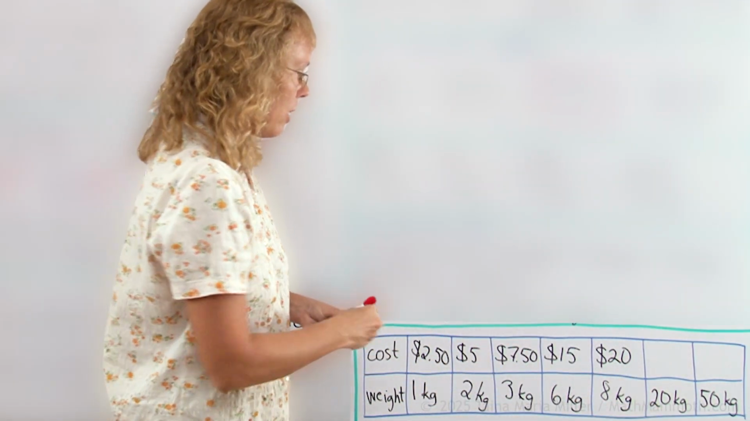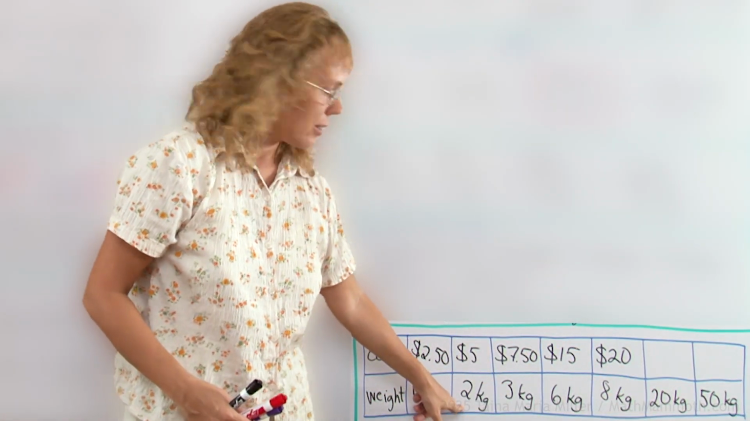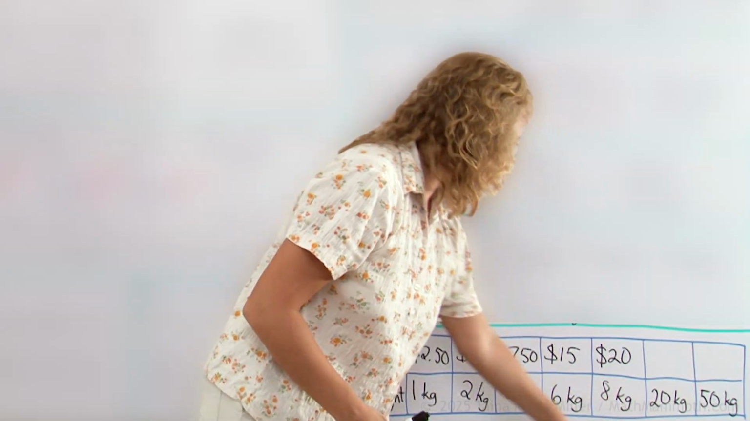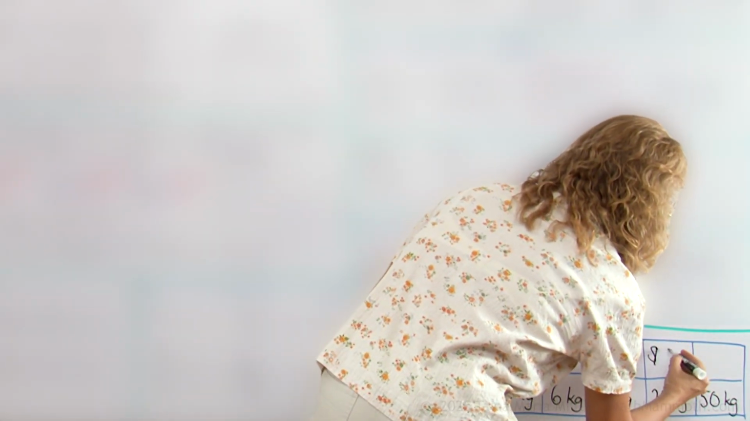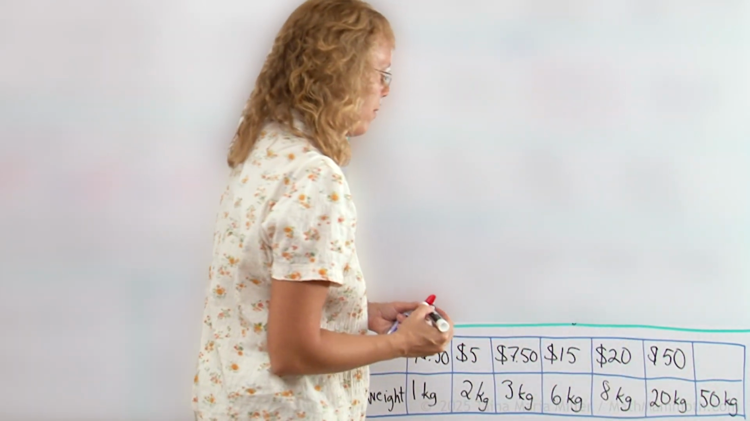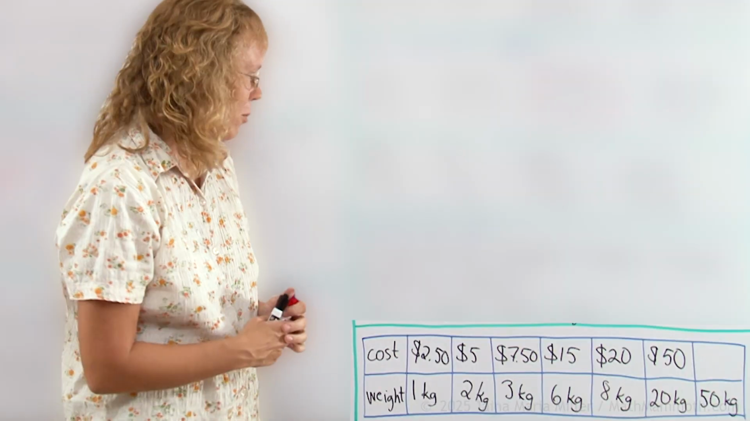And then 20 kilograms here. I'll go to 2 kilograms. That times 10 is 20, so I'll take this times 10. $50. And then 50 kilograms. Okay, there's so many ways to do this.